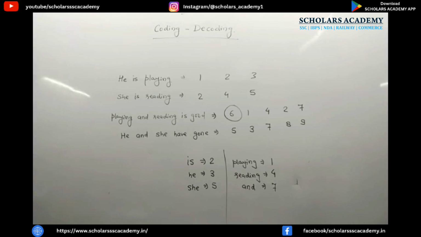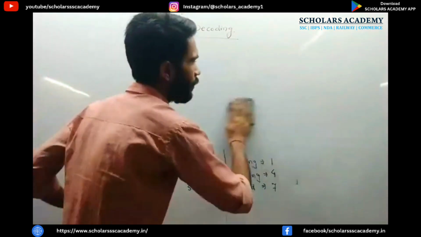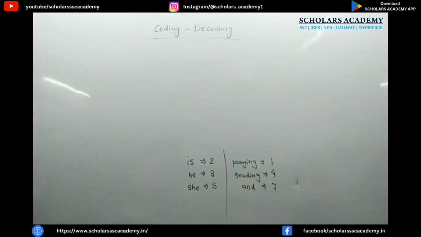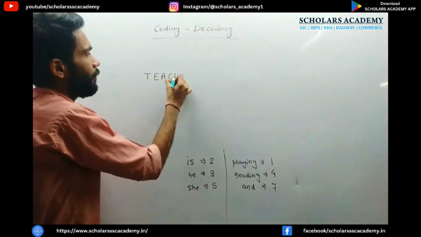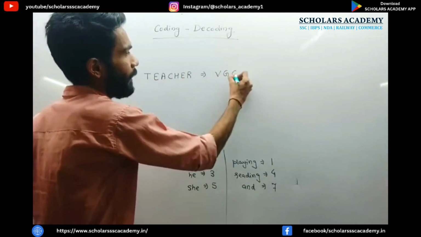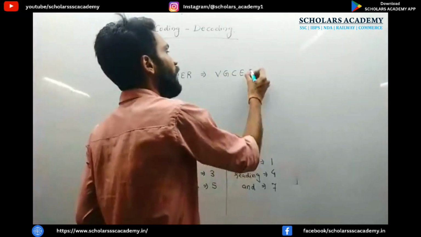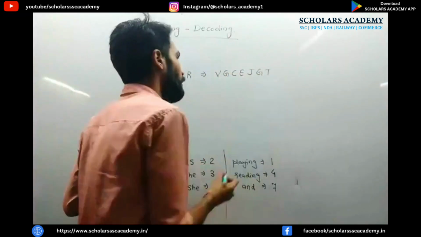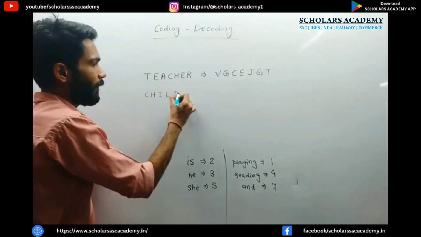So the first example says, if there's a correction in the first example, one word has been missing from the code. The actual question is, if teacher is coded as VGCE, teacher is coded as VGCE. E is there, in the question E has been missing. JGT. So how will you code children in that language? Very basic question from the first type.